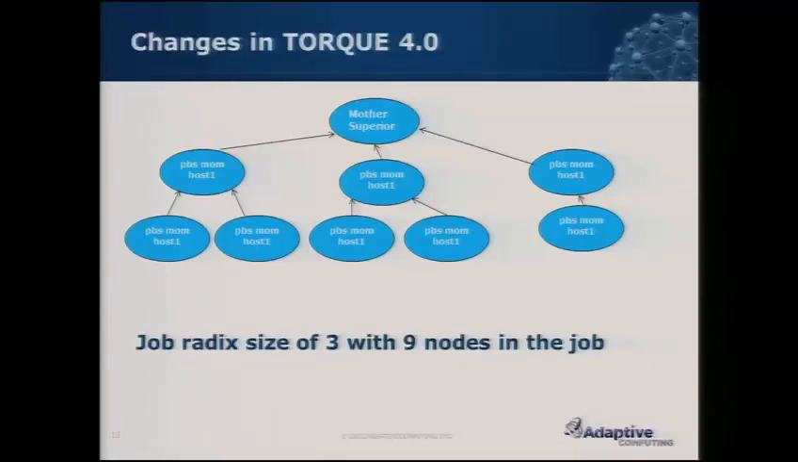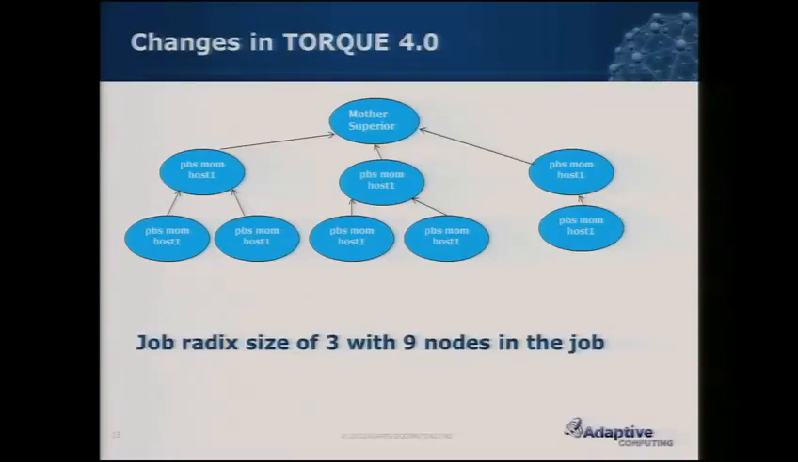Well, depending on what your radix is, like this one's a third. On the MOM, this is for parallel jobs. It opens up a daemon called PBS demux. PBS demux's job is to get all of the standard out and standard error from all the sister nodes. And with the way it currently does, then I have a large job.